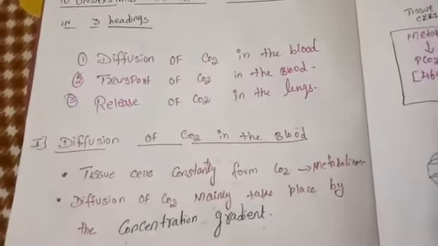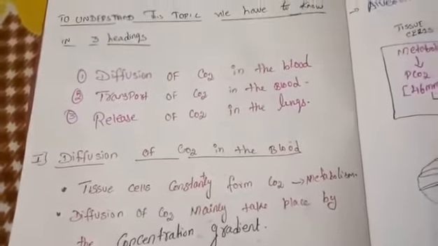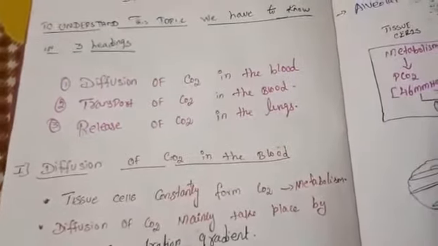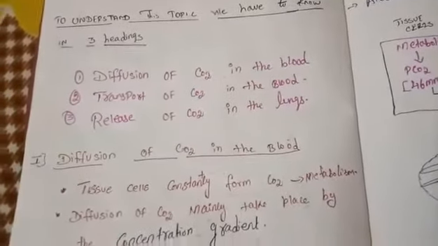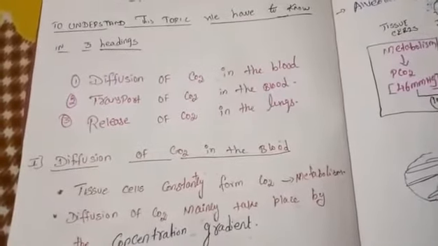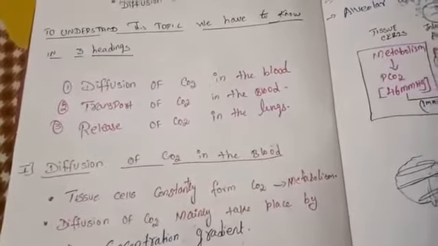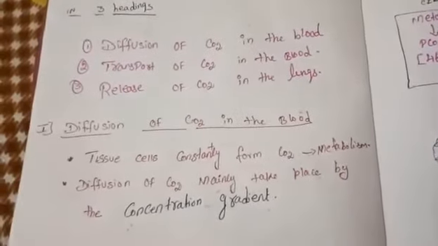So already we know that in the tissue cell how the carbon dioxide is produced. Due to the constant metabolism that takes place, the final end product of metabolism is carbon dioxide. Once the carbon dioxide is formed in the tissue, it will be diffused from the tissue into the tissue capillaries by the mechanism of concentration gradient.